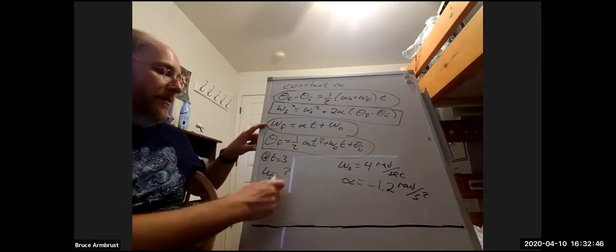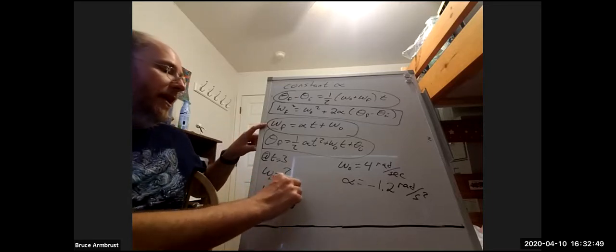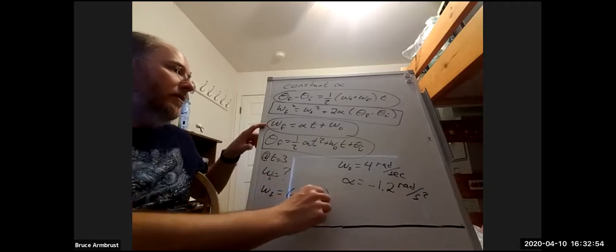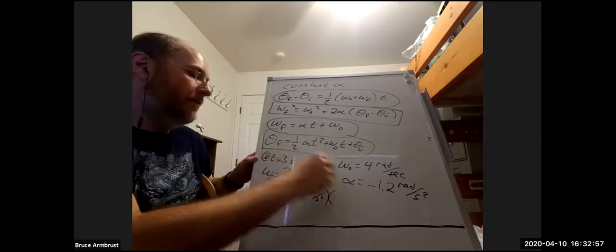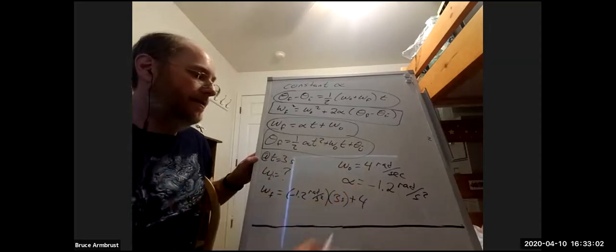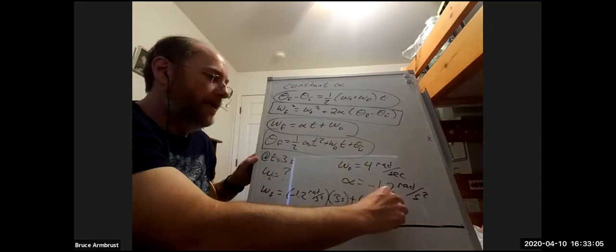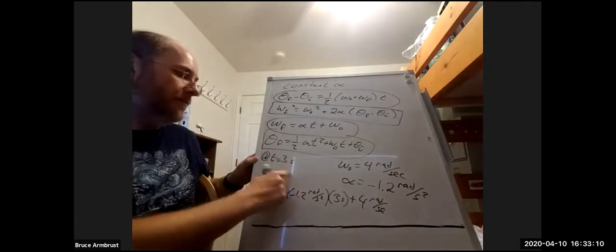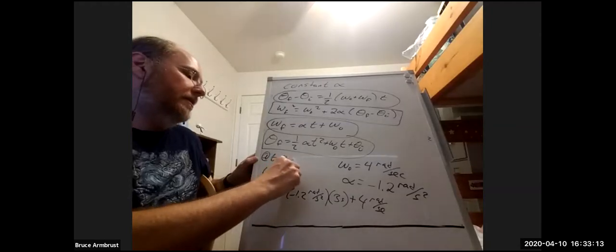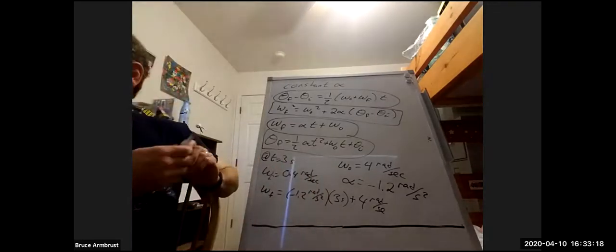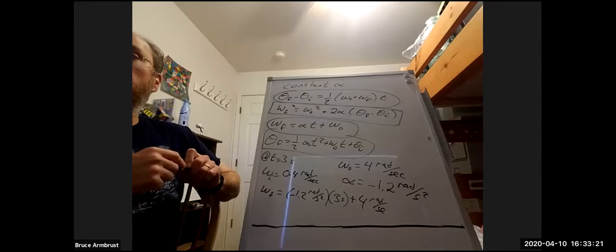So if we want to calculate this, we just have to plug in our values. Our alpha is minus 1.2. We need to multiply that by time. Well, we're going 3 seconds. And then we'll add to it omega naught, so that's our 4 radians per second. So we get minus 3.6 plus 4. And so that omega is actually 0.4 radians per second. So it's still rotating in the counterclockwise direction. It's just going much slower.